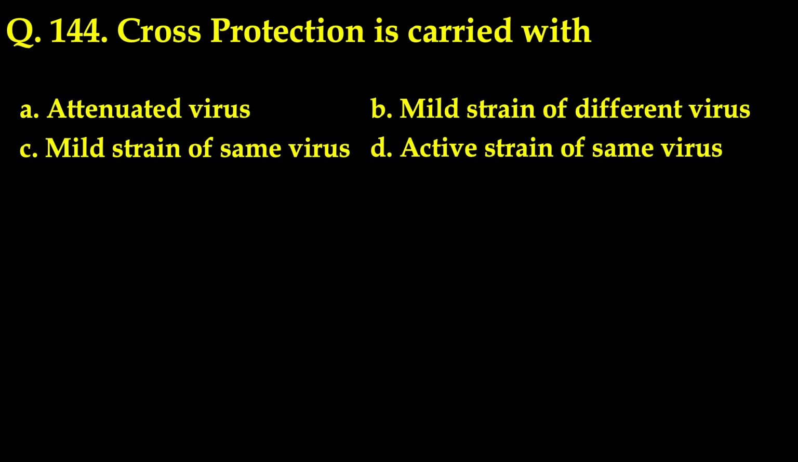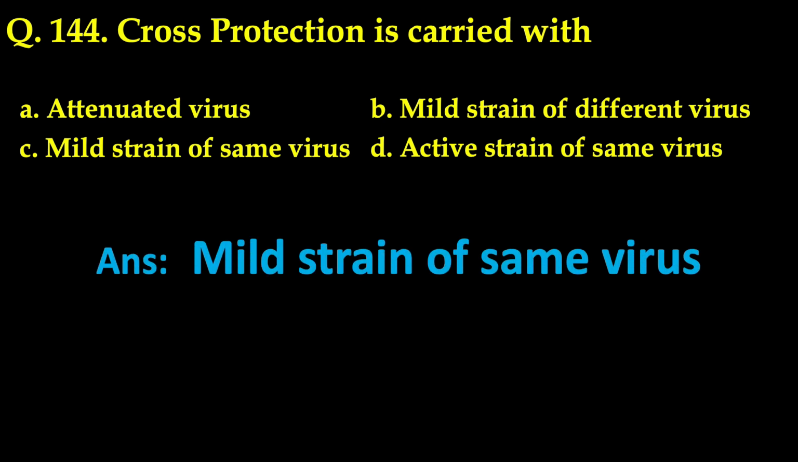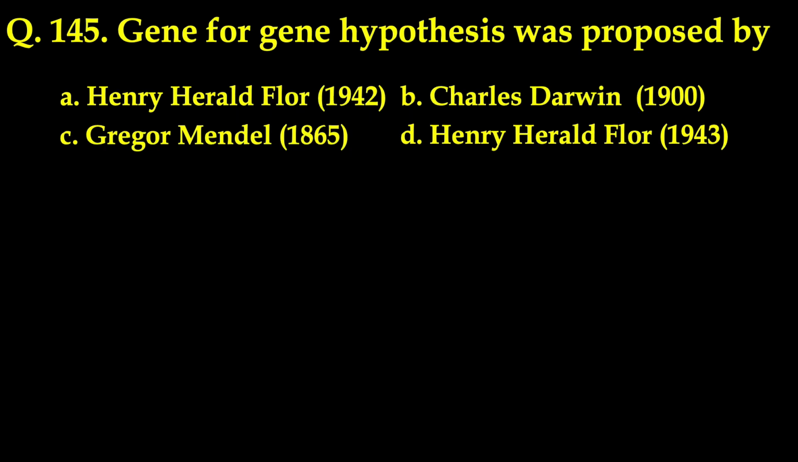Next question is on cross protection is carried with. There are four options. And before answering that question, you should recall the meaning of cross protection. That is a type of induced resistance developing in the plant against, say, viruses. And its basis is the prior infection with one virus affords protection against a closely related one. So the correct answer is mild strain of same virus. This is a very simple question.